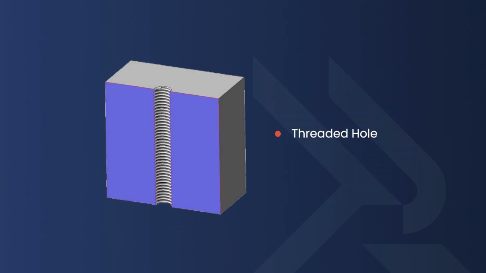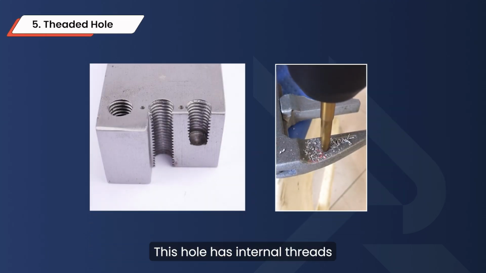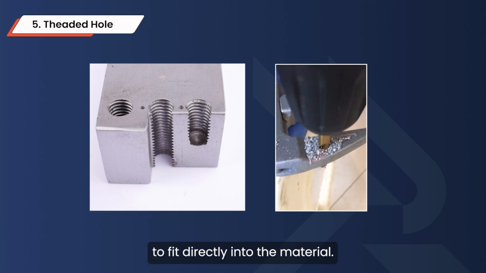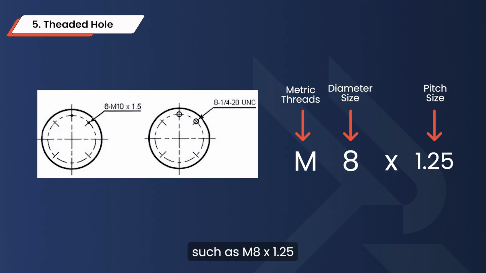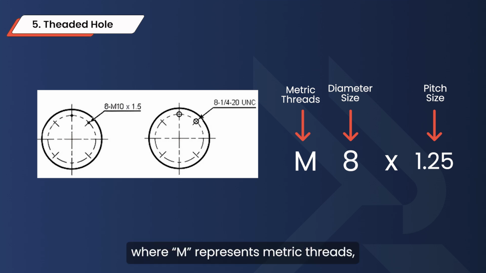Speaking of fasteners, let's talk about the threaded hole. Instead of relying on nuts, this hole has internal threads, allowing screws or bolts to fit directly into the material. It's commonly marked with thread specifications, such as M8 by 1.25, where M represents metric threads, 8 is the diameter, and 1.25 is the pitch.